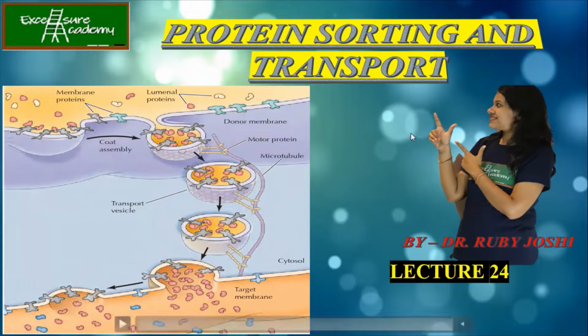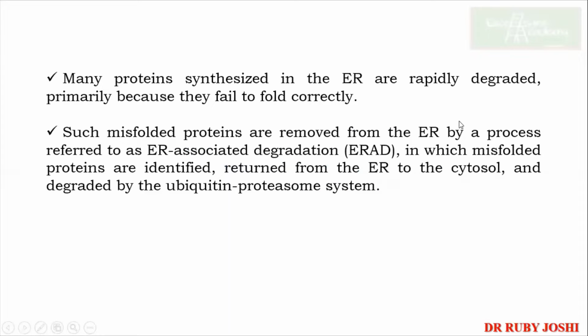So today we'll be talking about, we spoke about the ER, how the resident proteins are there, how they help in folding of the proteins, right? So we have discussed the BiP proteins and the PDI. Now about the quality control in ER. So what does it mean?